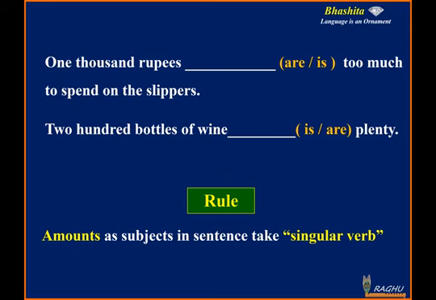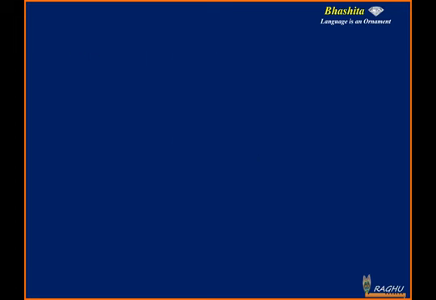So according to this rule, what are the right answers for these two sentences, dear students? Same answers. 1,000 rupees, it is a singular, so it takes singular verb 'is'. Too much to spend on the slippers. The second sentence is 200 bottles of wine is plenty. Students, hope this rule is very clear to all of you.